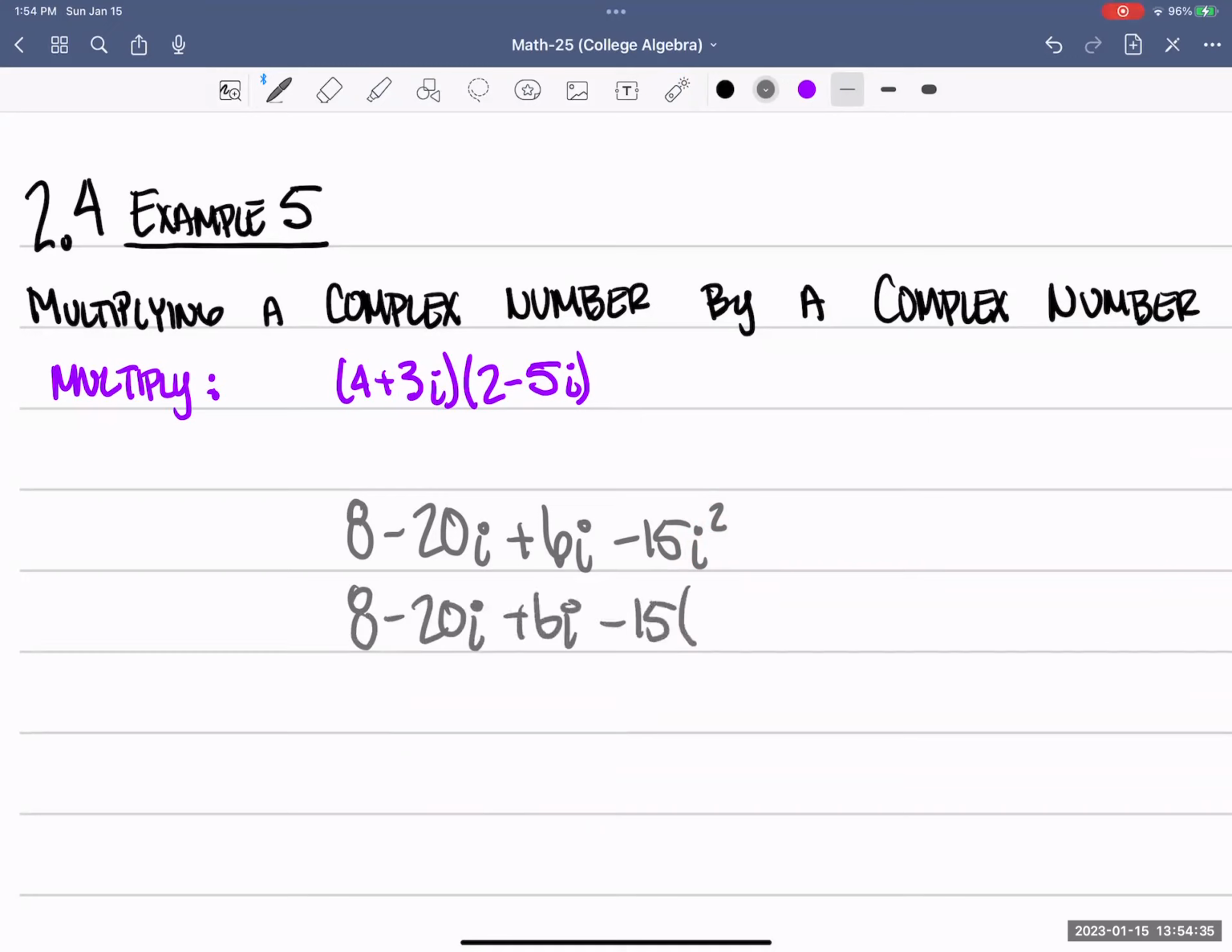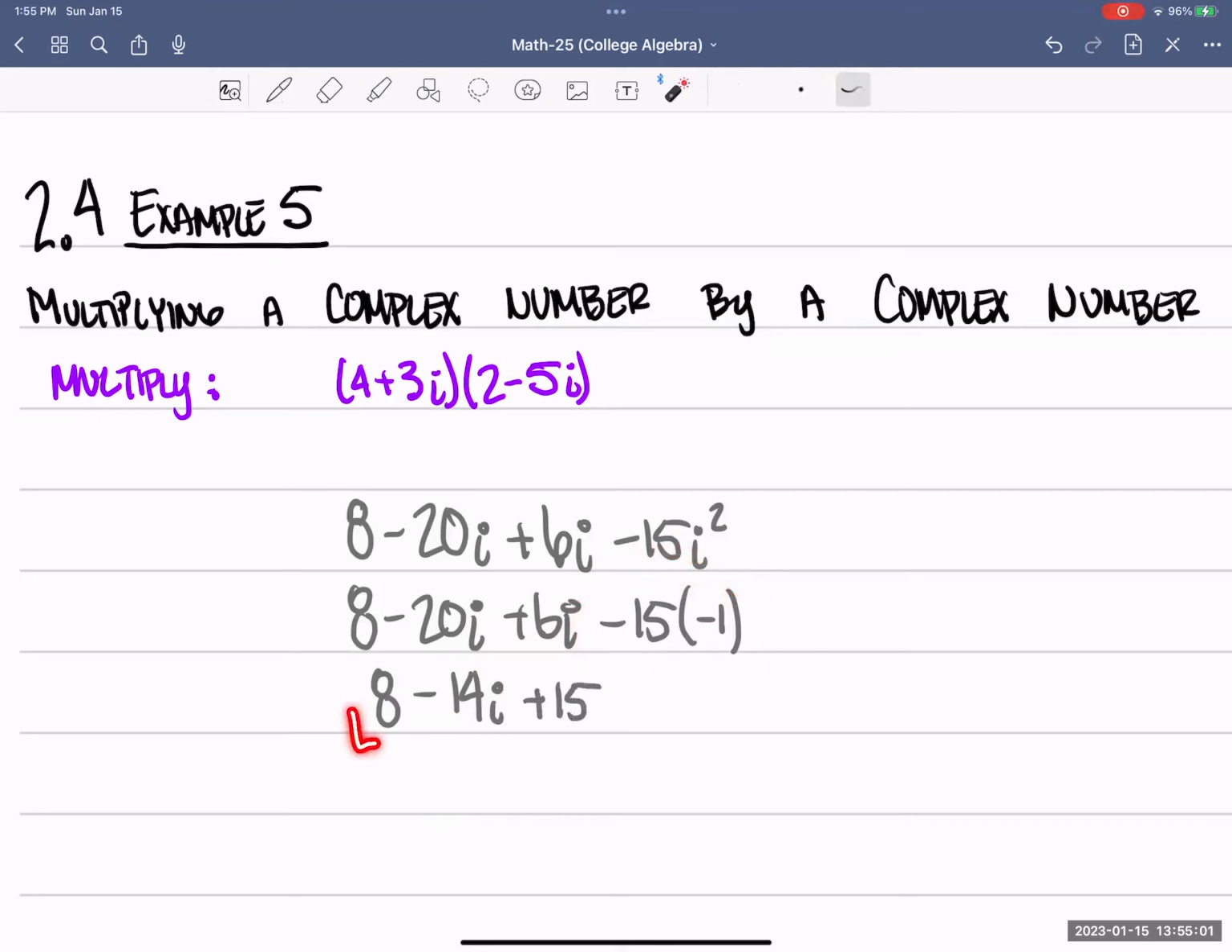Minus 15 times that negative 1, because we just proved that i squared is negative 1. There's a couple things we could do. Let's combine like terms here: minus 14i. Let's multiply these two together. Negative 15 times negative 1 is going to be a positive 15.